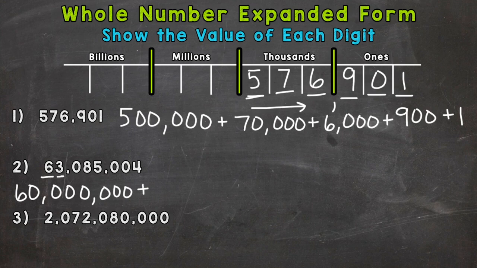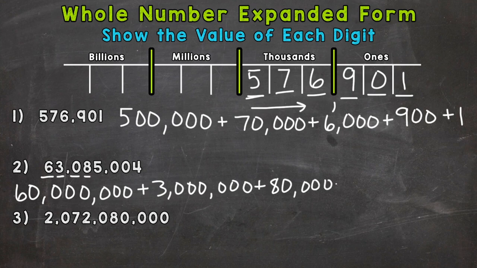Plus, this 3 has a value of 3 million because it's in the millions place. Plus, we have a 0, so we can move to the 8 here, which has a value of 80,000 because it's in the 10,000s place. Plus, a 5 in the thousands place, so 5,000. Plus, we have a 0 in the hundreds, 0 in the tens, so our next digit here is that 4. So a 4 in the ones has a value of 4. And there you have it for number 2. So we have the value of each digit expanded out.